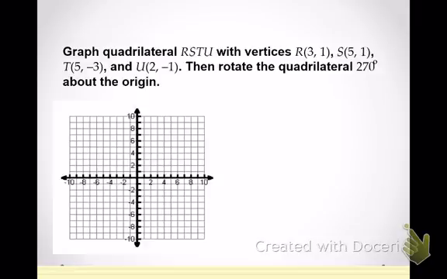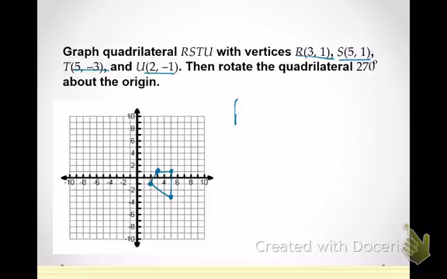So let's check it out. How do we use these? So we have coordinates (3, 1), (5, 1), (5, negative 3), and (2, negative 1). If we were to graph that, we'd go (3, 1), (5, 1), (5, negative 3), and (2, negative 1). Okay? And we want to rotate that.